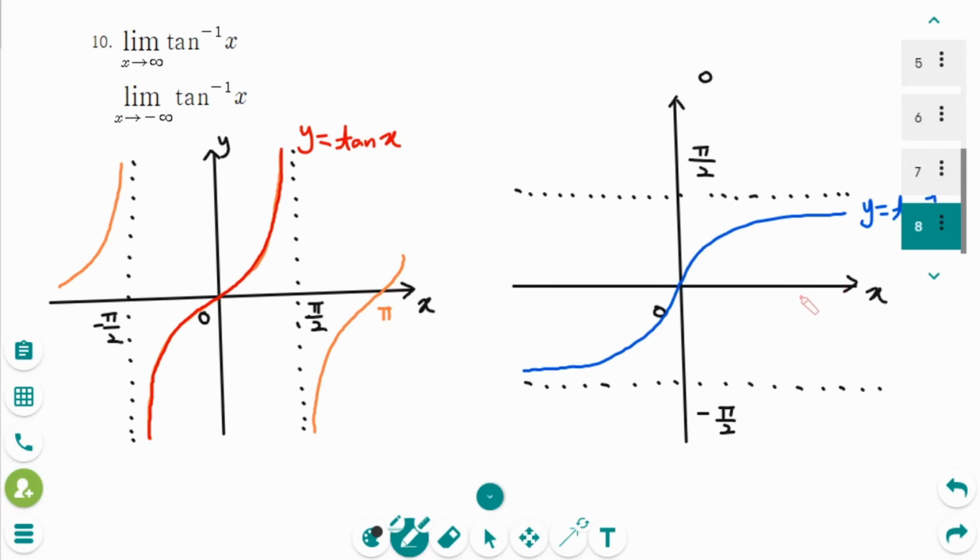Now you can see the answer. When x is increasing and increasing, the answer is pi over 2. And when x is decreasing and decreasing, the graph goes to here. This is the asymptote. So that one is minus pi over 2. Please remember how to graph y equal arctangent x.